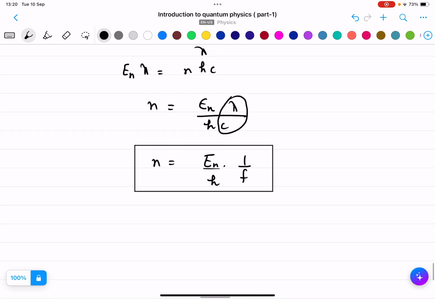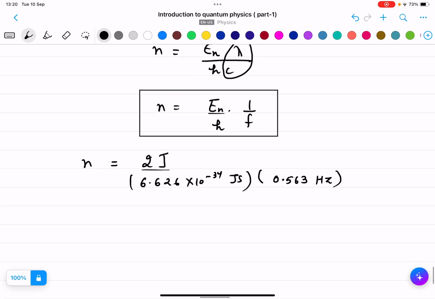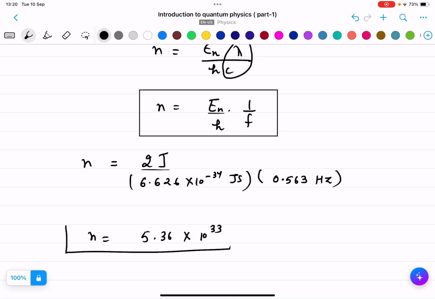Now just put all the values in the above formula. n equals En. What is En? It is 2 joules, we already found E. h, the standard value of h, is 6.626 times 10 to the power minus 34 joule second. And what is f? Frequency, we already calculated in the A part. It is 0.563 hertz. When we calculate it, I will get 5.36 times 10 to the power 33. So this is my n.